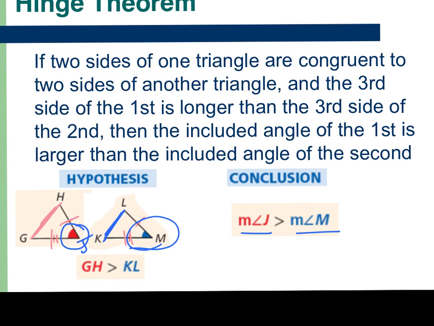So if you've got the sides and the angle and you're saying the other side is longer, that's the initial Hinge Theorem. If you've got the two sides and you're saying the last side is longer, so your conclusion is about the angle, then it's the converse.